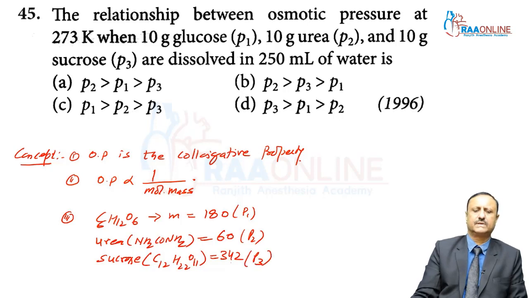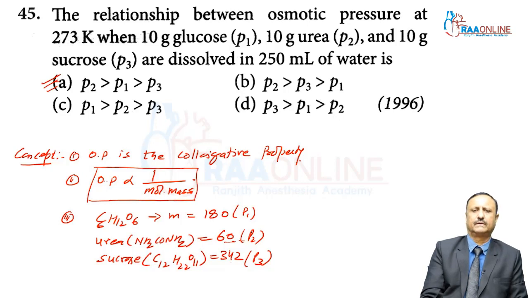Now, my dear students, here you can see molecular mass is lowest in urea. So when molecular mass is lower, then osmotic pressure is higher, because osmotic pressure is a colligative property and it is inversely proportional to molar mass. When you use the concept and formula of this, you can get the answer. Now, you can get P1 because 180, then P3 342. In this way you can solve this type of questions.